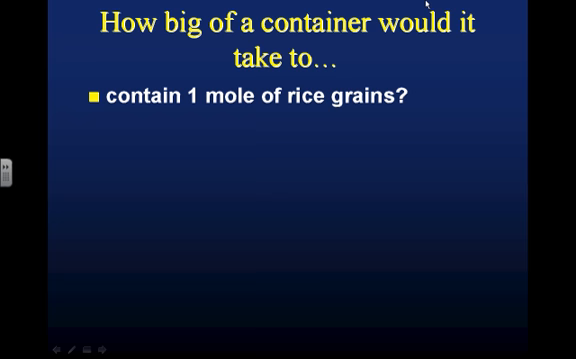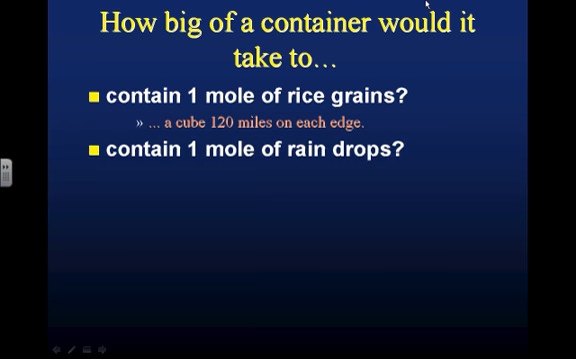It would take a cube 120 miles on each edge. So from here to Marquette is about 120 miles. And then over that distance, and then up that distance is how big of a container you would need to contain a mole of rice grains. So it's huge. Okay. Think it out somewhere? No, had to make it special, maybe in the metal shop.